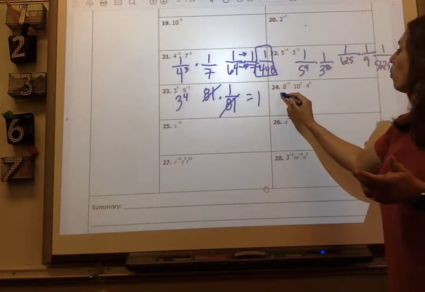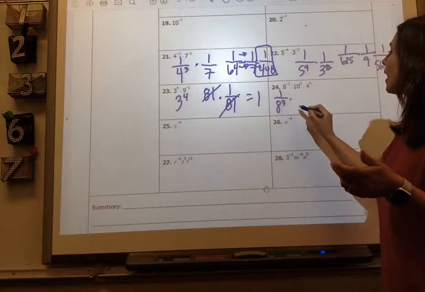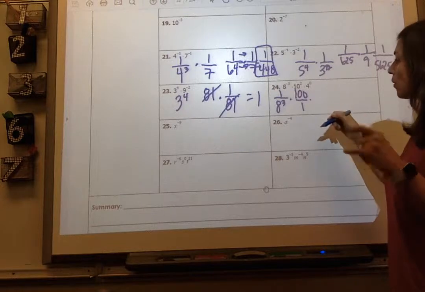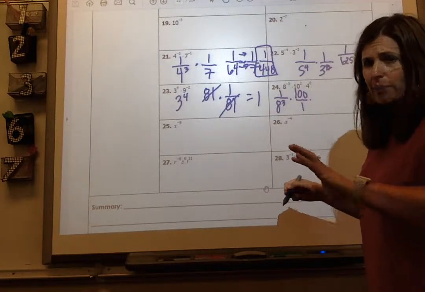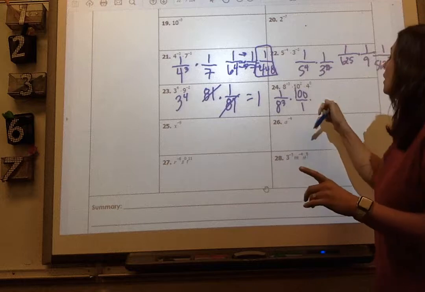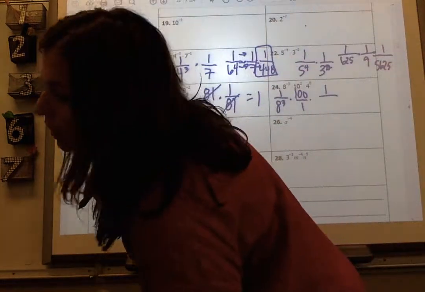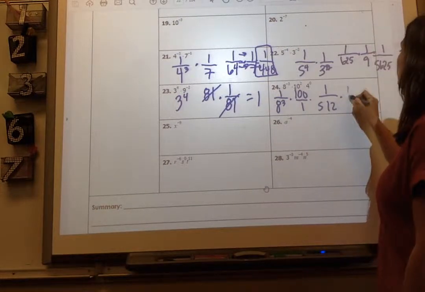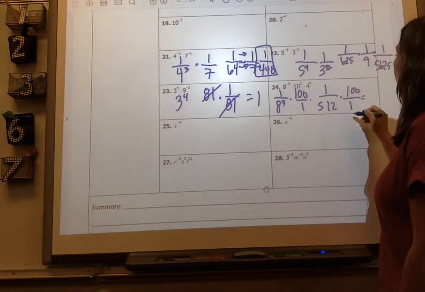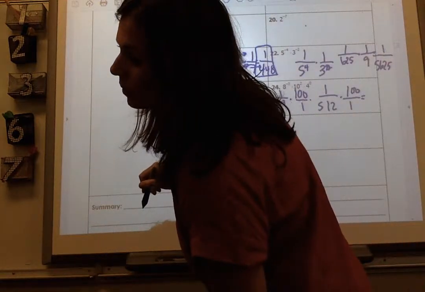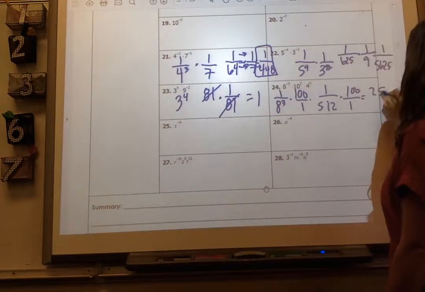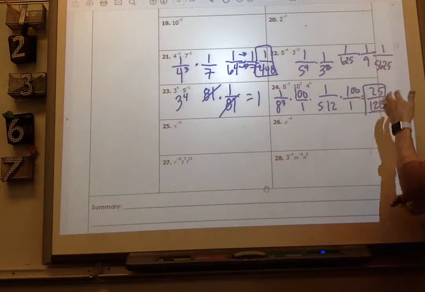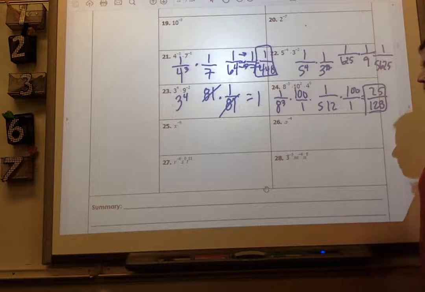Same thing here. You get 1 over 8 to the 3rd times 10 squared, which is 100, times 4 to the 0 power, which is just 1. So I'm not even going to do that because I know that it just cancels out and gives me 1. So 1 over 8 to the 3rd is 512 times 100. So 100 over 512 is going to be 25 over 128. So you can cross-reduce and then multiply straight across, but that should be my final answer.